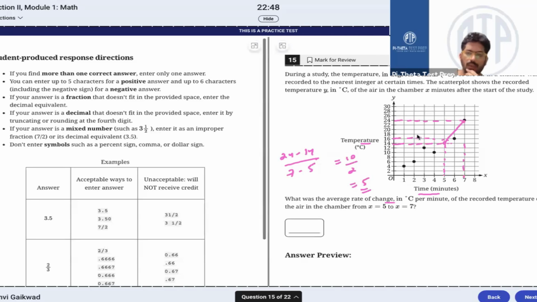You can just ignore this, it was by mistake. You have to take from 14, right? So if you take this very nicely, this part I'm talking about, basically this and this part, that is your answer, 5.